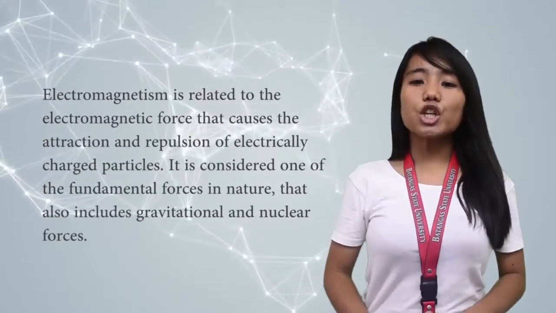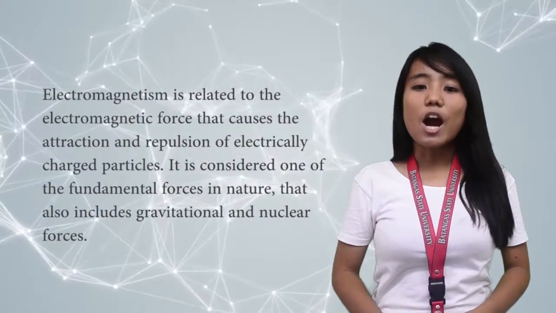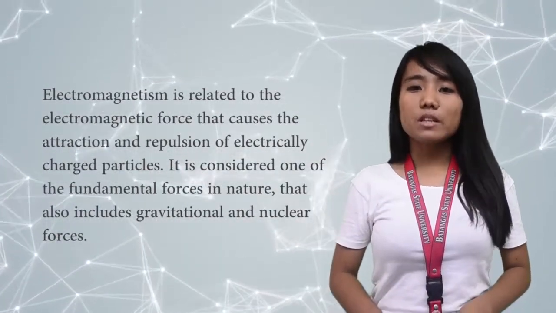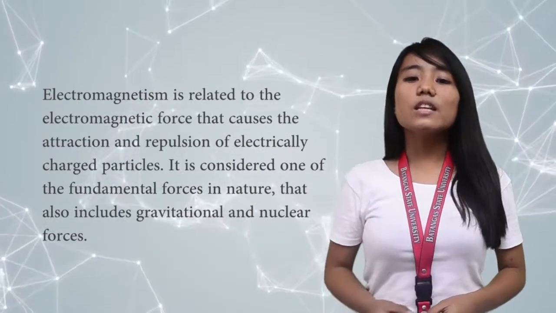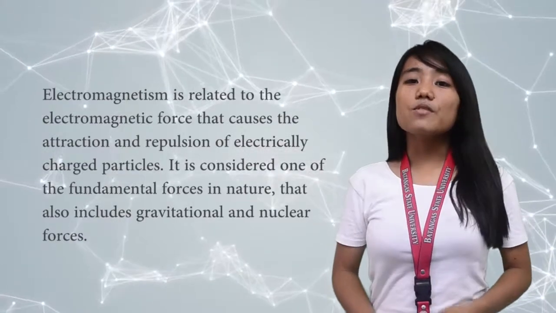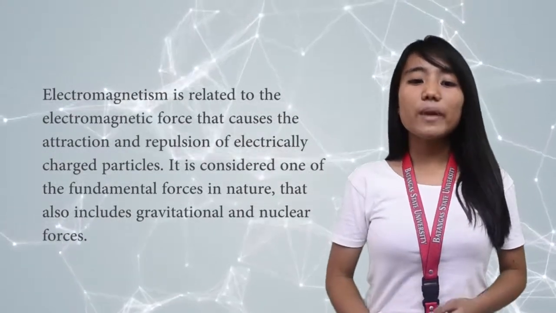When electrically charged particles such as electrons are put into motion, they create a magnetic field. When these particles are made to oscillate, they create electromagnetic radiation. This can include radio waves, visible light, or X-rays, depending on the frequency of the oscillation.